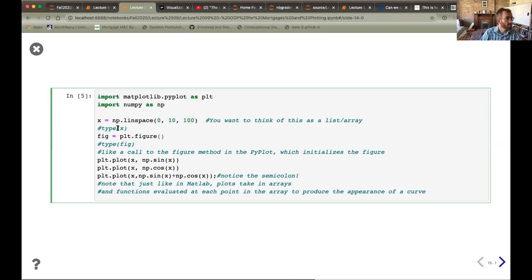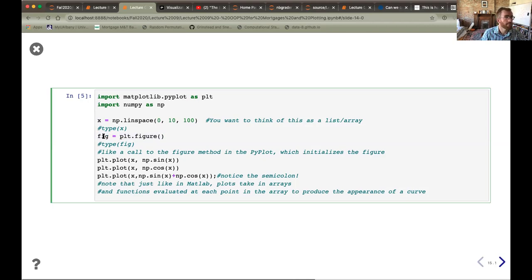All right, let's talk through a little bit more of what's going on here. Notice that you want to think of this almost exactly as creating an instance of one of these classes. So x equals a NumPy object, where we've further specified what kind of NumPy object. It's a linspace object. And then similarly, we're going to create a figure, which we're going to call fig. That's just whatever variable name we want.